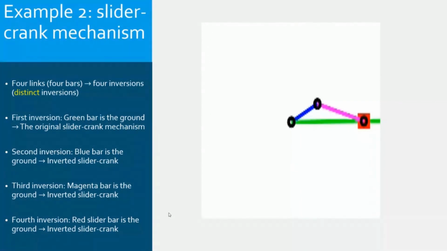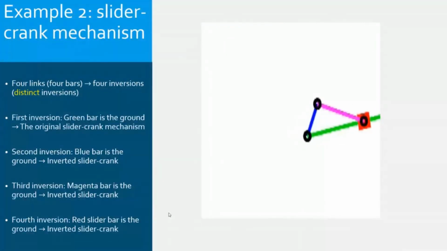Okay, now the third inversion, where the pink bar is fixed. So the slider here can only rotate. And it is the green bar which is sliding, translating along the slider.